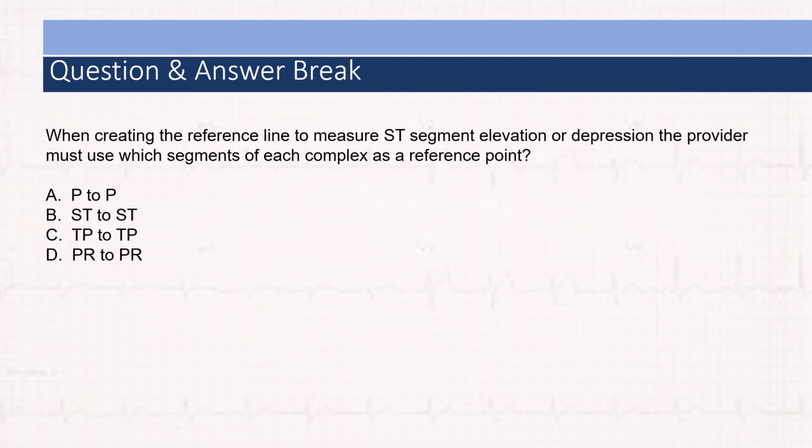When creating the reference line to measure ST segment elevation or depression, the provider must use which segments of each complex as a reference point? A, P to P, B, ST to ST, C, TP to TP, or D, PR to PR. If you have answered C, TP to TP, you are correct. Some people get hung up on this and can't remember it. So here's a memory aid to help you out.